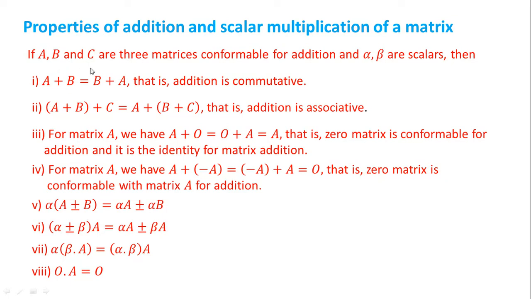Okay, so see all the properties related to addition and scalar multiplication of matrices. Very clear. The first property is commutative, then the associative property, then the addition with the null matrix, then the addition with its negative matrix, and then these three properties with scalar multiplication. Okay, and the last one is multiplication with the zero matrix, then you will get 0.